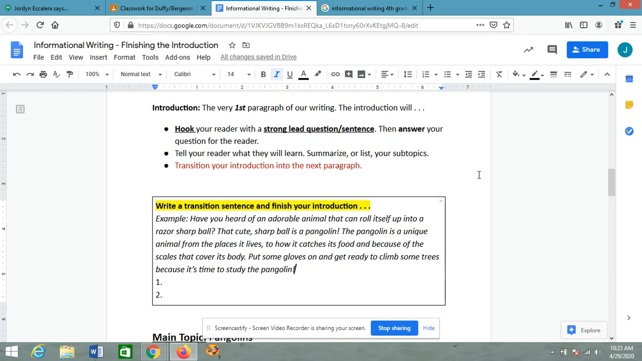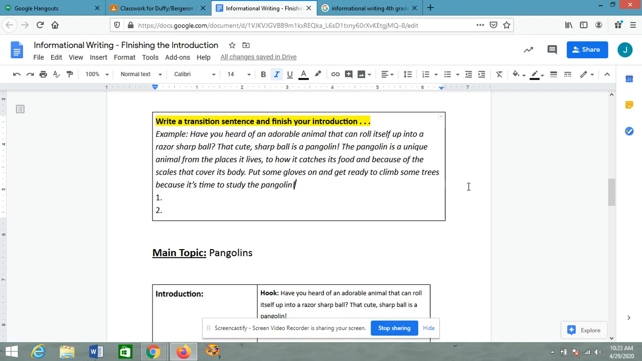So let's read that back. Have you heard of an adorable animal that can roll itself up into a razor-sharp ball? That cute sharp ball is a penguin. The penguin is a unique animal from the places it lives to how it catches its food and because of the scales that cover its body. Put some gloves on and get ready to climb some trees because it's time to study the penguin. I might even put a "so" there. I like using sentence pauses like that. So, put some gloves on and get ready to climb some trees because it's time to study the penguin.